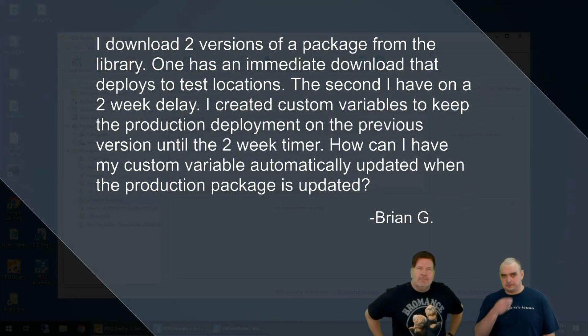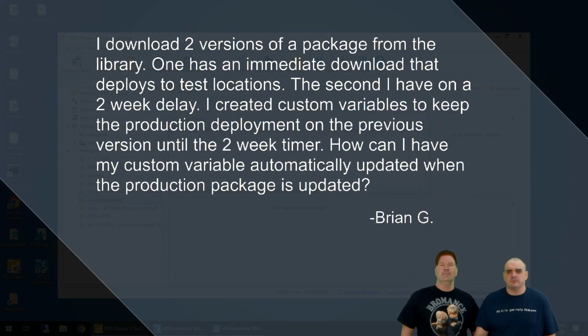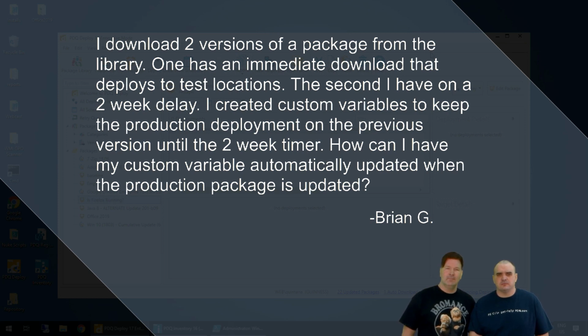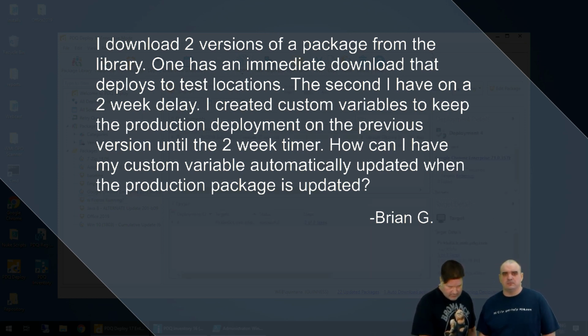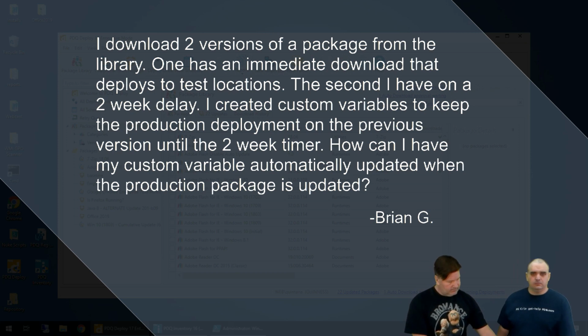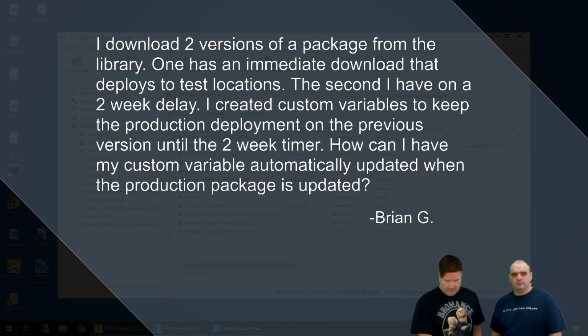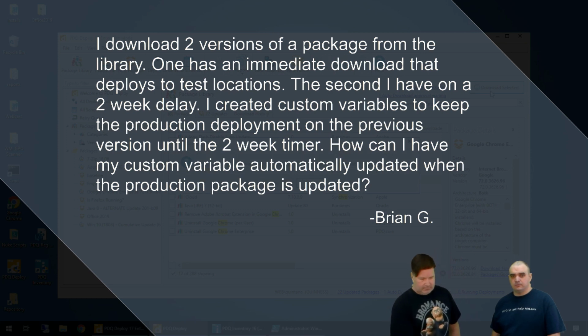Dear Lex and Jordan, I downloaded 2 versions of a package from the library. One has an immediate download that deploys to test locations. The second I have on a 2-week delay. I created custom variables to keep the production deployment on the previous version until the 2-week timer. How can I have my custom variable automatically updated when the production package is updated? Thanks, Brian, uppercase G.